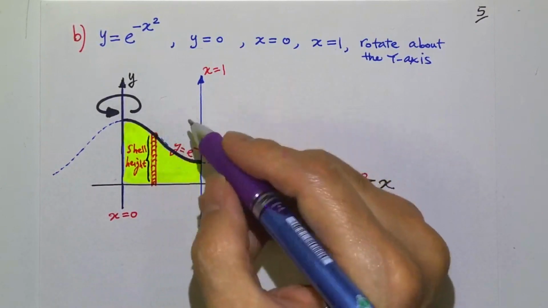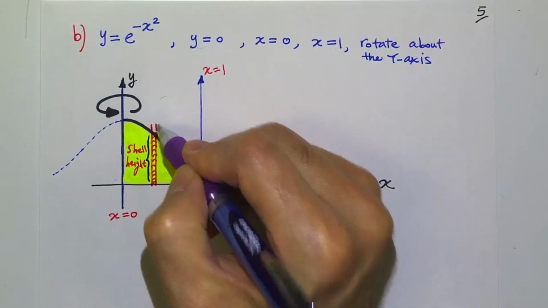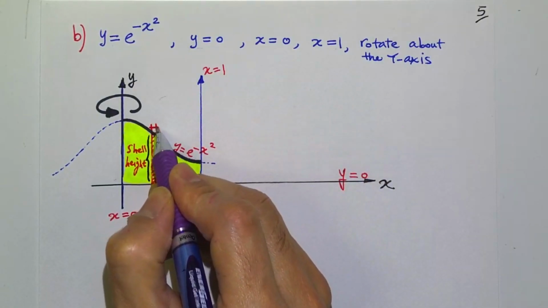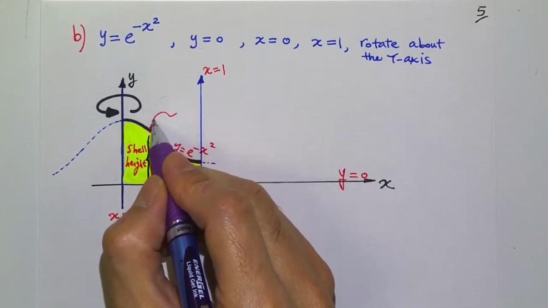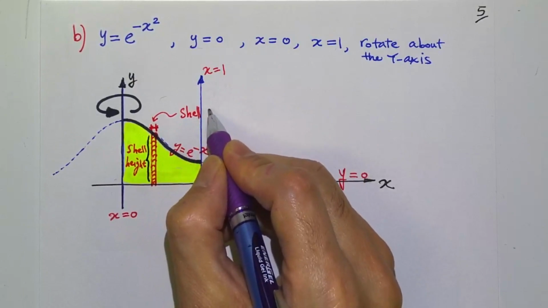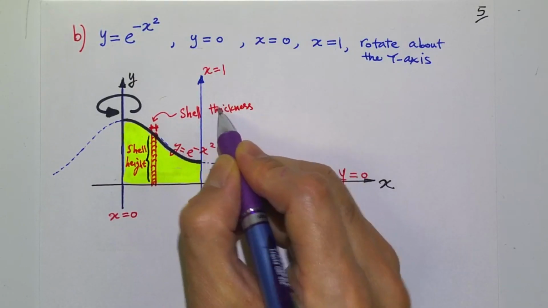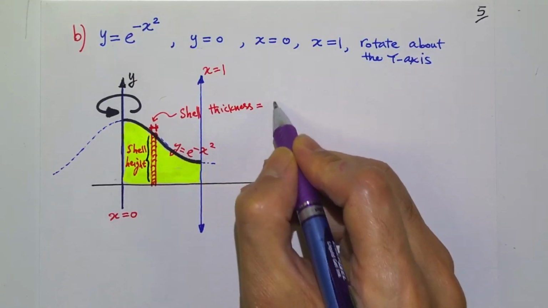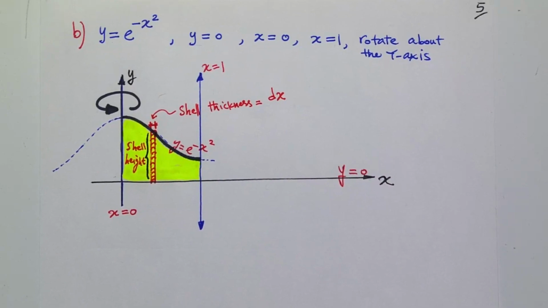And then quickly we see that the shell thickness is here, this distance, which is parallel to the x-axis, right? So therefore, shell thickness, therefore the variable of integration is going to be x, or dx here, okay?